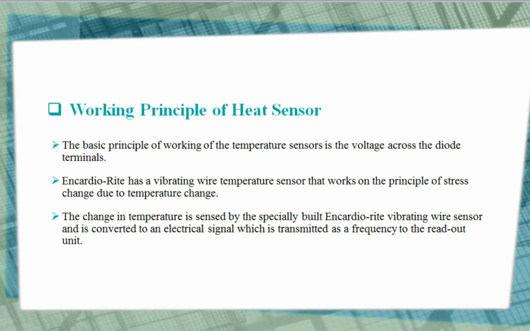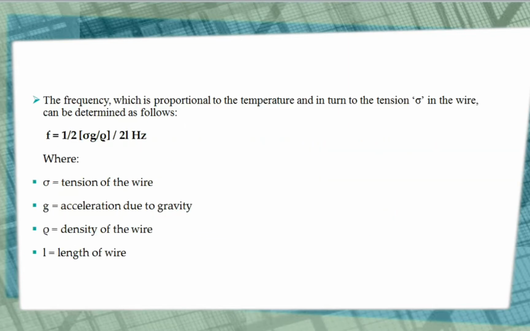The change in temperature is sensed by the specially built-in vibrating wire sensor and is converted to an electrical signal which is transmitted as a frequency to the readout unit. The frequency, which is proportional to the temperature and in turn to the tension in the wire, can be determined as follows.